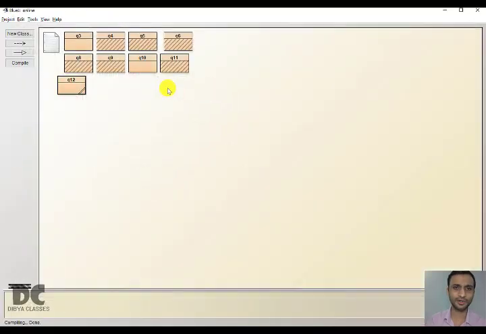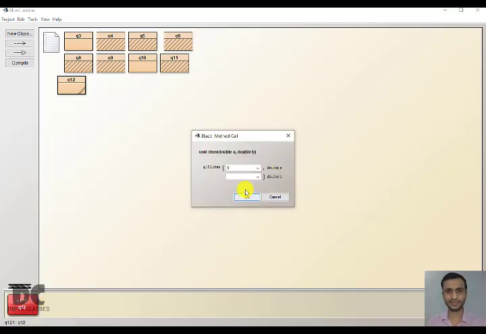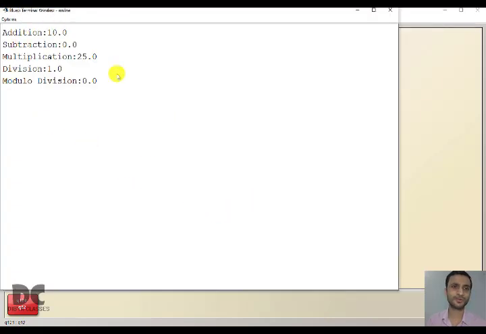So now we'll run this program. Let us take the value 5 and 5. So if you add, you will get 10. If you subtract, you will get 0. If you multiply, you will get 25. If you divide, you will get 1. If you do modular division, you will get 0. And everything is double, so it will be 10.0, 0.0, 25.0, 1.0 and 0.0. So we got the answer: addition 10, subtraction 0, multiplication 25, division 1 and modular division 0.